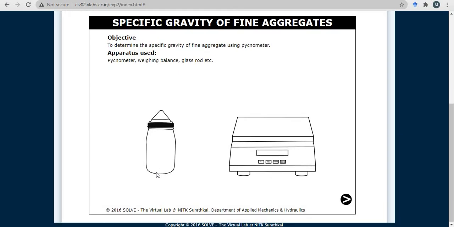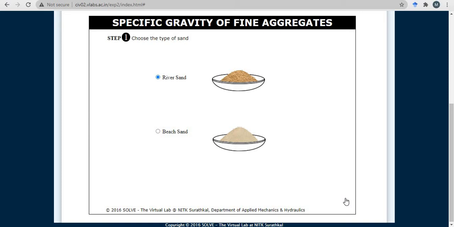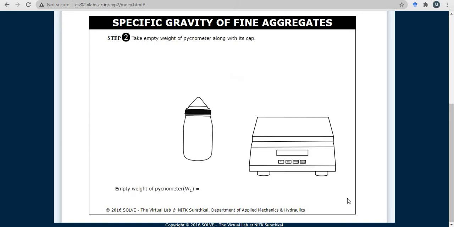Okay, so the objective of this test is to determine the specific gravity of fine aggregate using a pycnometer. This is the setup of the apparatus. You need a pycnometer, a weighing scale and also a glass rod. We are using river sand for this experiment. Click next. First of all, you need to get the empty weight of the pycnometer.